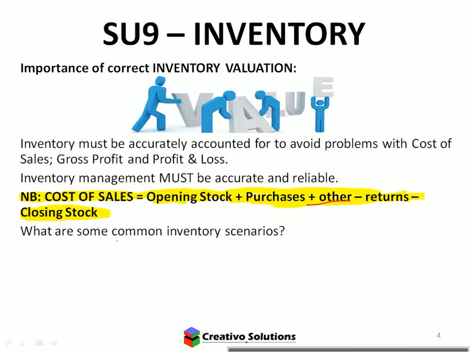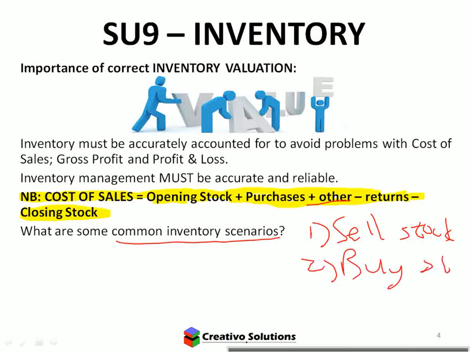So what are some common inventory scenarios? Well, the first one would be, I'm going to sell stock. That's one. Second, I'm going to buy stock. That's another. What other common scenarios could you get that would involve inventory? Yes, without the buying and selling, what other? Theft. Okay, so stock can be stolen. Theft could be a problem. What else?